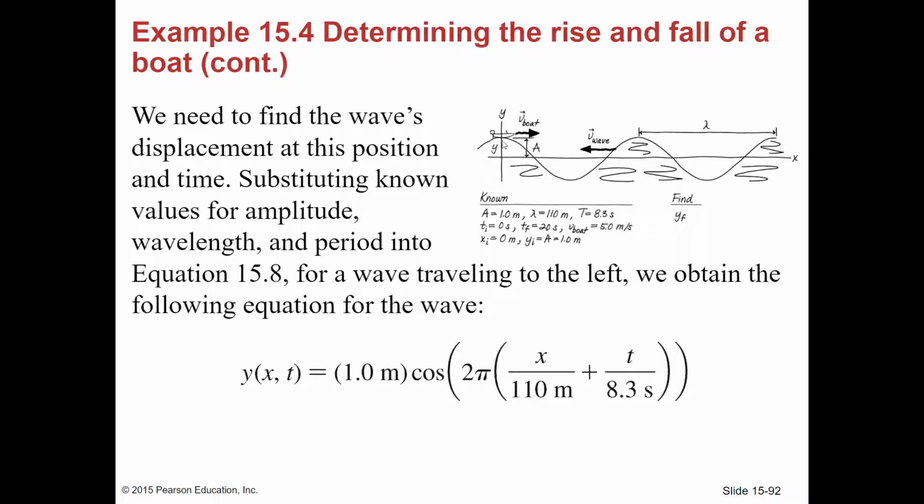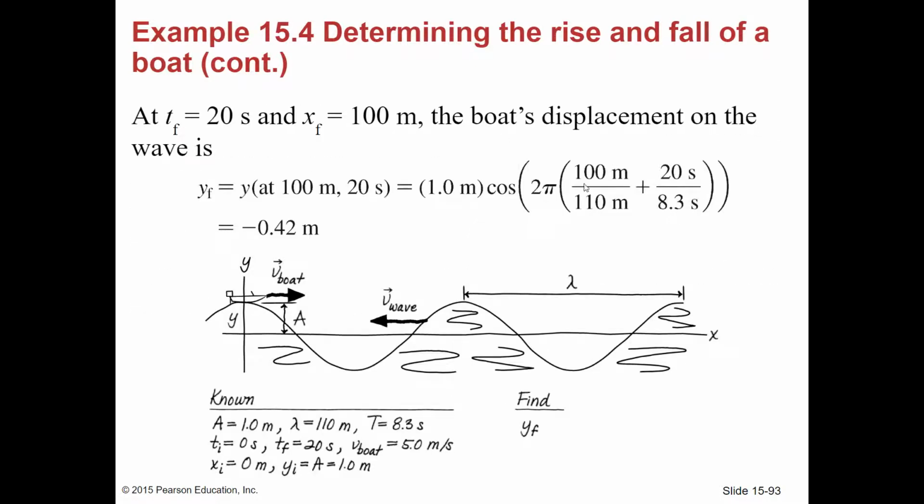1 meter is the amplitude from here to here. X is the distance we traveled, which we know is going to be 100. 110 is the wavelength from here to here. You were given that in the problem. The period is 8.3 seconds. You were also given that in the problem. The time it takes is going to be that 20 seconds, right? Because we were in the boat for 20 seconds, so we plug in that there and that there.